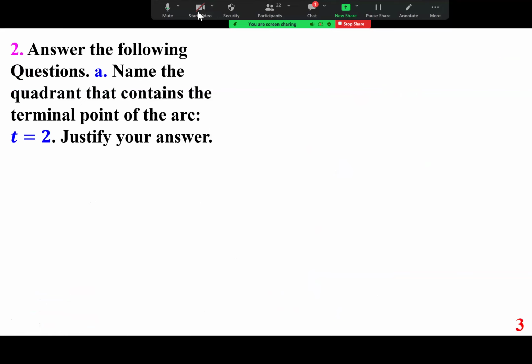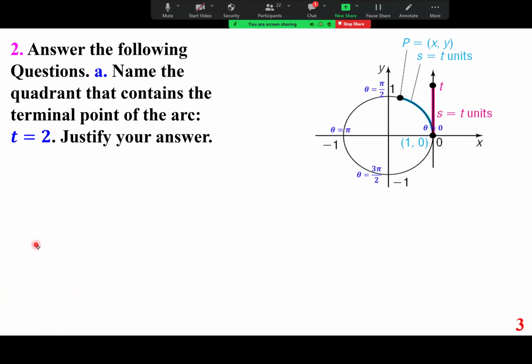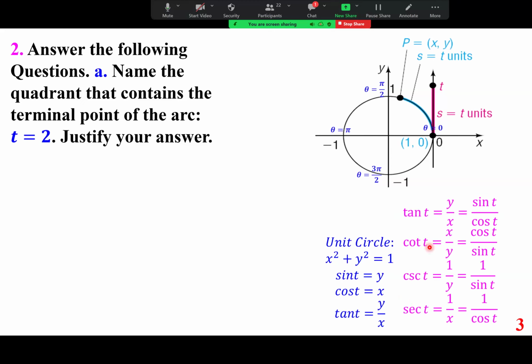All right, I'm going to answer the following. Name the quadrant that contains the terminal point of the arc t equals 2. To answer that, we remind everybody of the unit circle: x squared plus y squared equals 1. Sine is y, cosine is x, and tangent is y over x, and the rest of them are the reciprocals. Tangent is y over x or sine over cosine, cotangent is x over y or cosine over sine, cosecant is 1 over y or 1 over sine, secant is 1 over x or 1 over cosine.